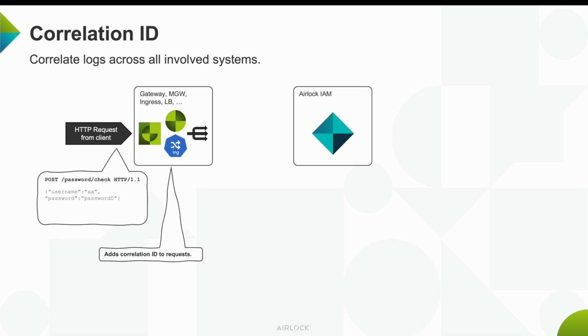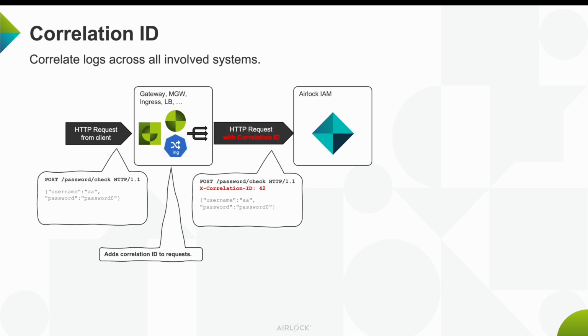Then this gateway or whatever reverse proxy it is, it can add a so-called correlation ID to the request. This is typically an HTTP header. It doesn't really have to be named X-Correlation-ID, but it's some kind of pseudo standard. In this example, the value is 42. And so the request that is sent to Airlock IAM contains this header.